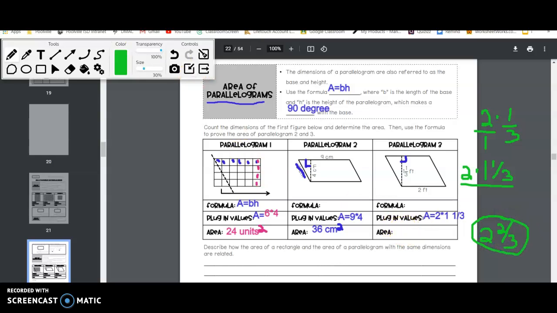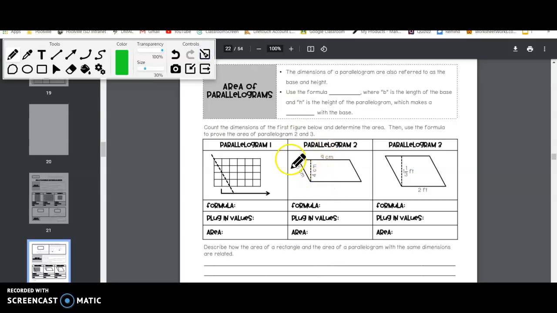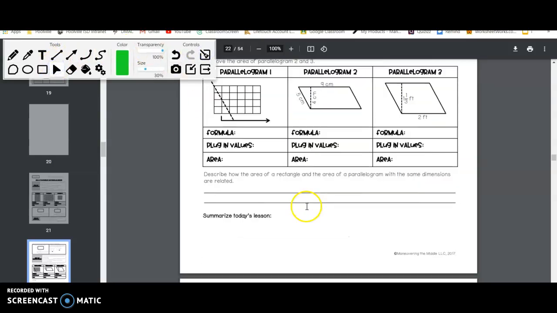So the area, I'm going to type it. The area is 2 and 2 over 3. What do we measure in? Feet. So feet squared. Just like that. All right, take that in, look at it. You can pause it if you need to. I'm going to delete it. Pink. And then scroll down.